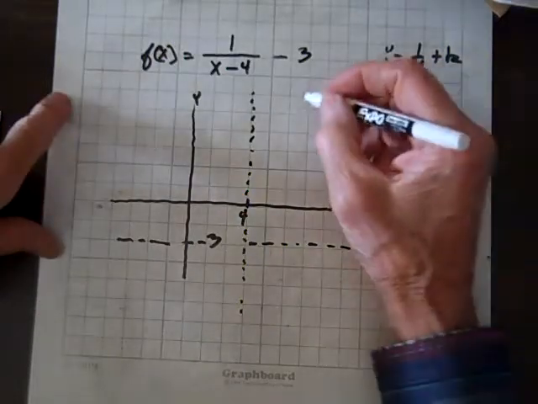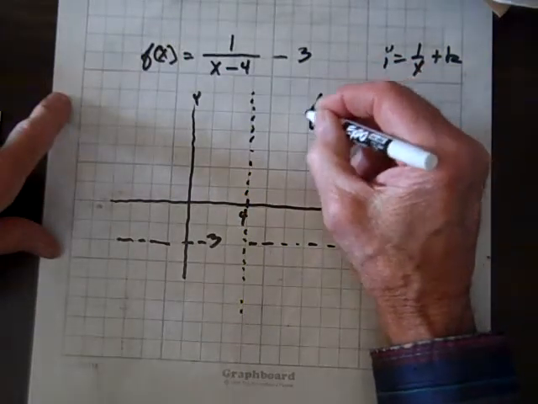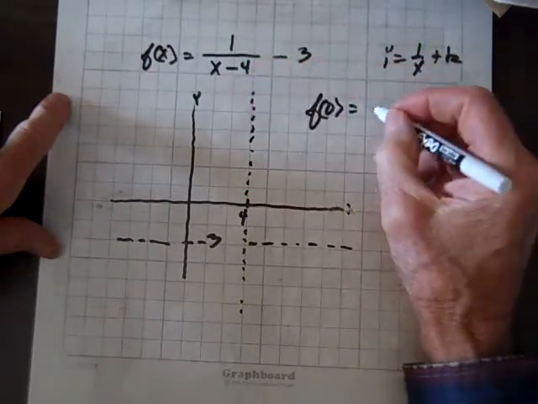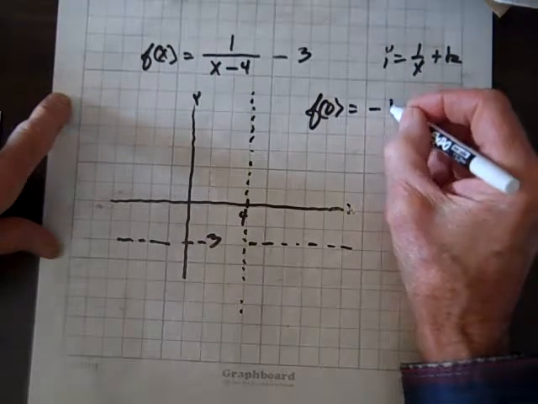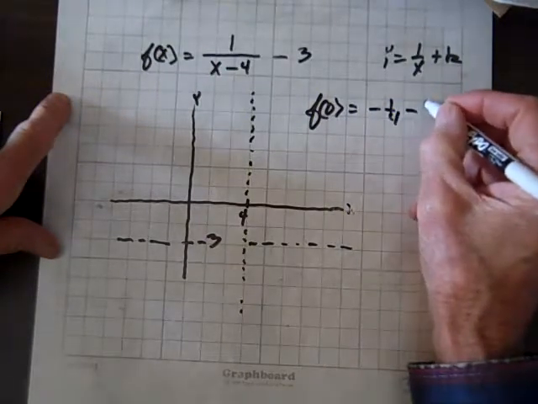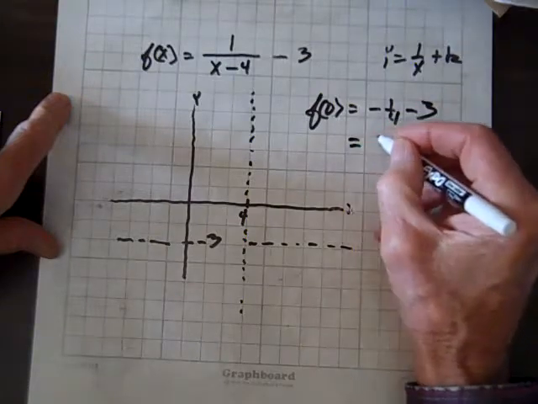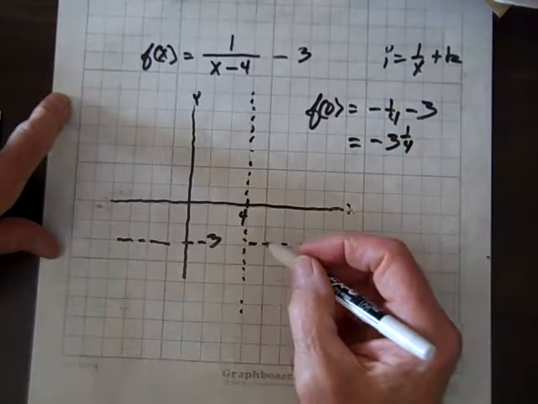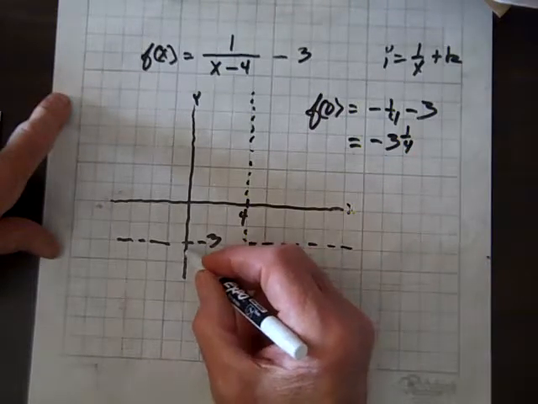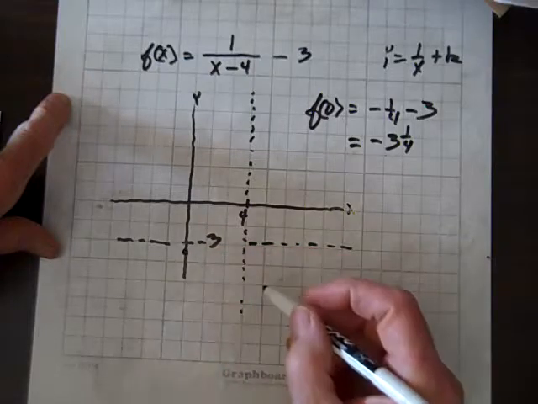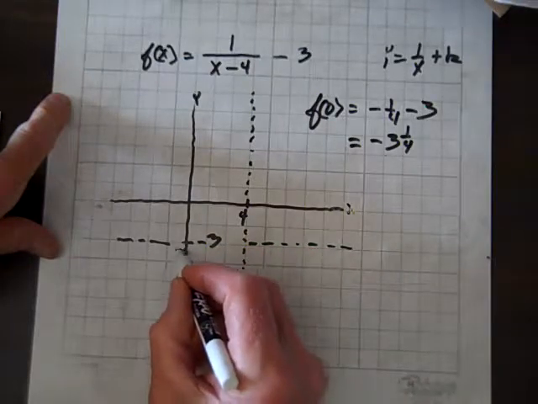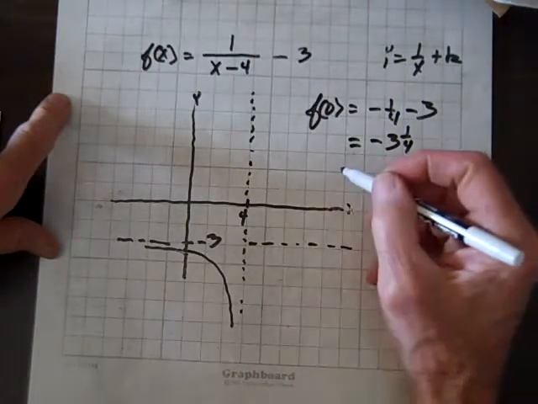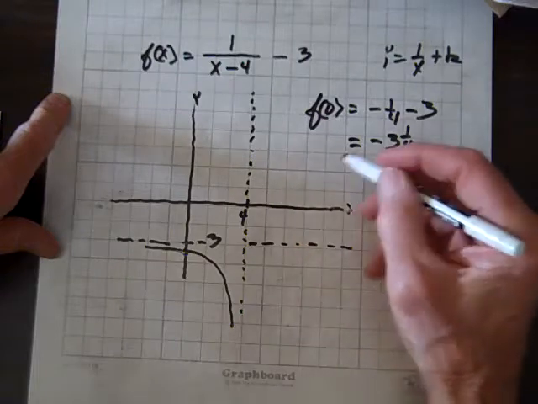Now let's graph it. So let's find f of 0. F of 0 equals, well, replacing x with 0, I get negative 1/4 minus 3, which equals negative 3 1/4. And so it's just below this. So here's our f of 0, and so our graph, knowing the behavior of the graph, is going to look like this.